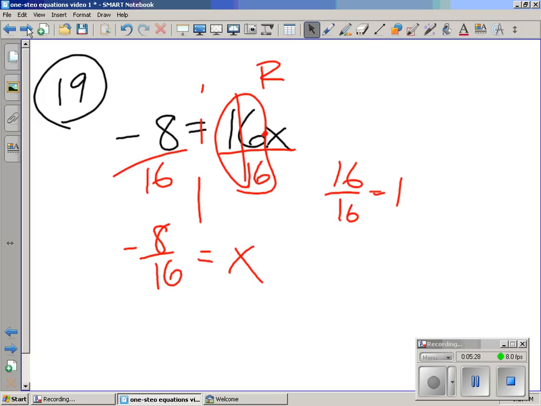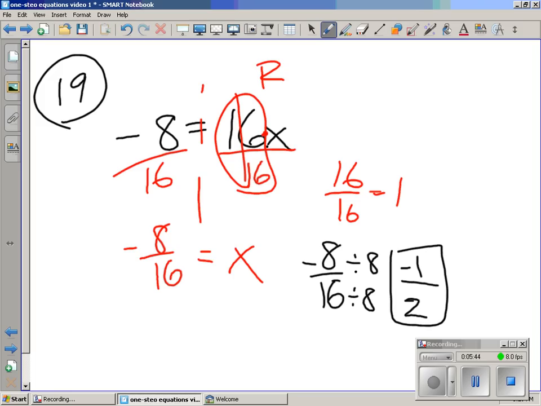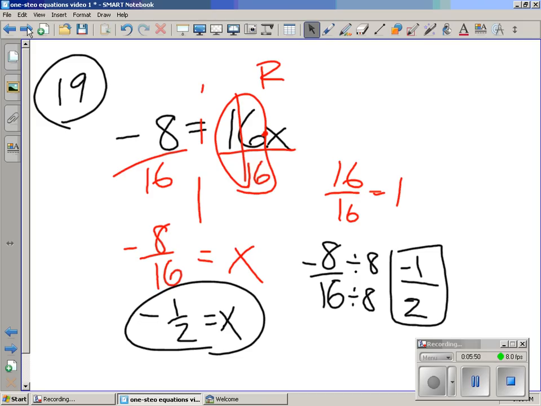And then I can reduce this. Negative 8 divided by 16. The factor that goes into both 8 and 16 is 8. Negative 8 divided by 8 is negative 1. 16 divided by 8 is positive 2. So it's negative 1/2. So x equals negative 1/2.